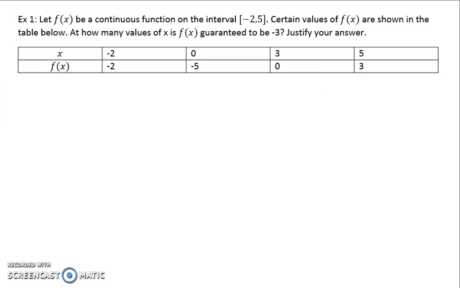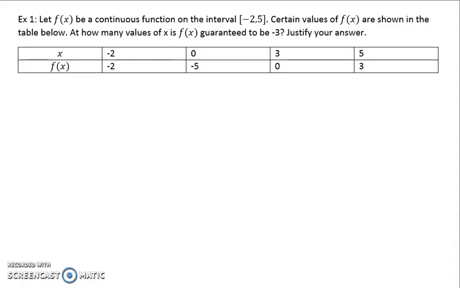So example 1, let f of x be a continuous function on the closed interval -2 to 5. Certain values of f of x are shown in the table below. At how many values of x is f of x guaranteed to be -3? Justify your answer. So this isn't saying exactly how many times does it happen. It's saying what's the minimum number of times does it happen.